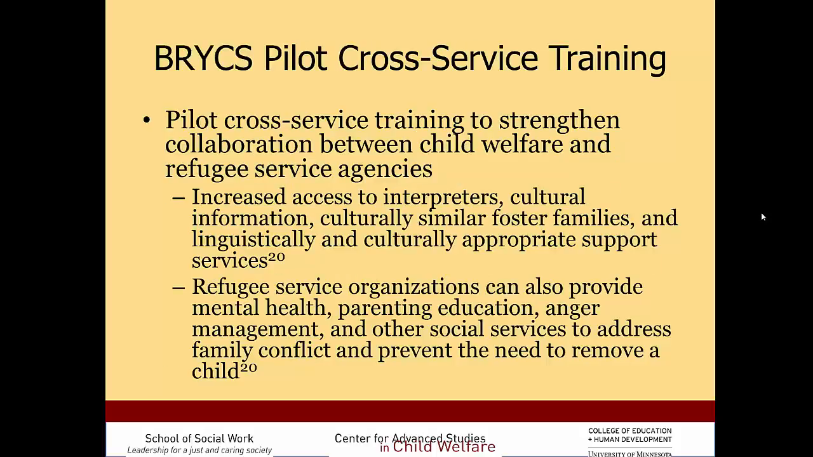Bridging Refugee Youth and Children's Services conducted a pilot cross-service training in order to strengthen collaboration between child welfare and refugee service agencies. As a result of this collaboration, there was increased access to interpreters, cultural information, culturally similar foster families, and linguistically and culturally appropriate support services for refugee families. Additionally, refugee service organizations can provide mental health, parenting education, anger management, and other social services to address family conflict and prevent the need to remove a child.